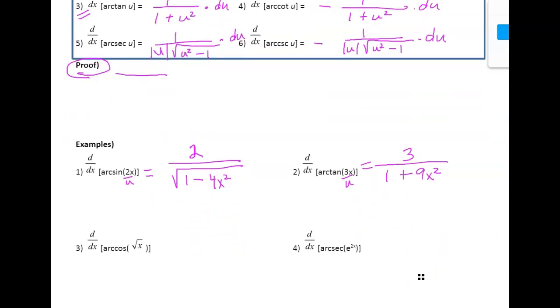Number 3, arc cosine was the negative of arc sine. So we're going to rewrite this as x to the 1/2. That's u. We'll write this in 2 steps. It's going to be negative, we've got the square root of 1 minus u squared. When I square the square root, they cancel, so remember, you just get x on the inside. The derivative is going to be a power rule, so 1/2 x to the -1/2.